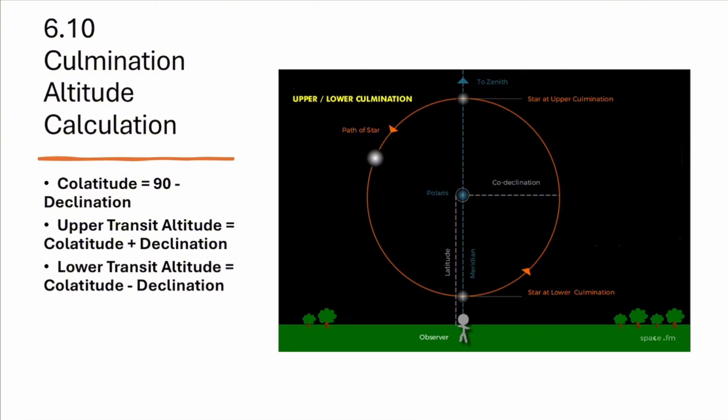Culmination altitude calculation. So you can calculate the altitude at which an object will culminate. There are 2 types of culmination, upper culmination and lower culmination. So this is a star. Colatitude is 90 minus latitude. You can work out the altitude of upper transit with coaltitude plus declination. And you can work out the altitude of lower transit with coaltitude minus declination. You need to memorize these calculations as well, obviously.